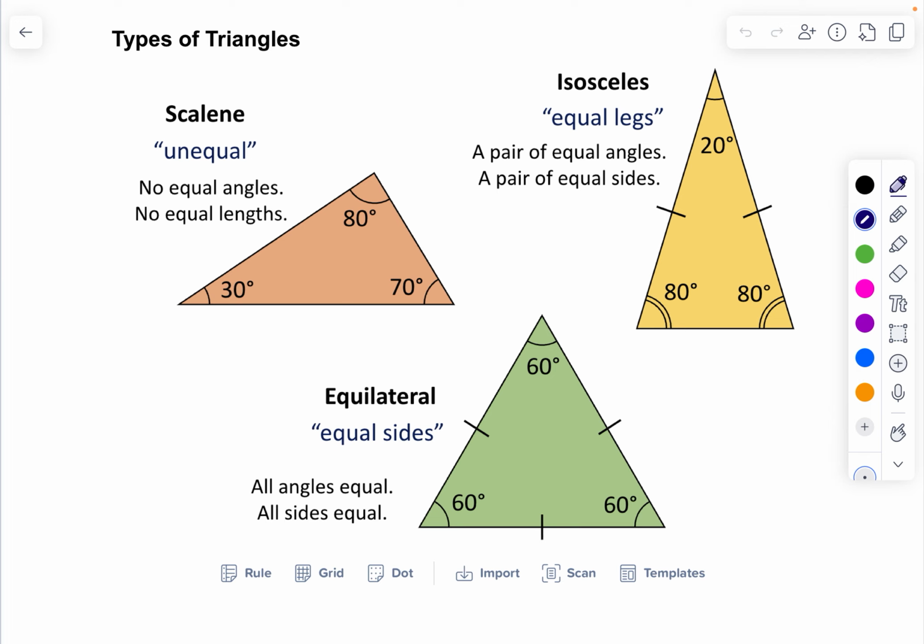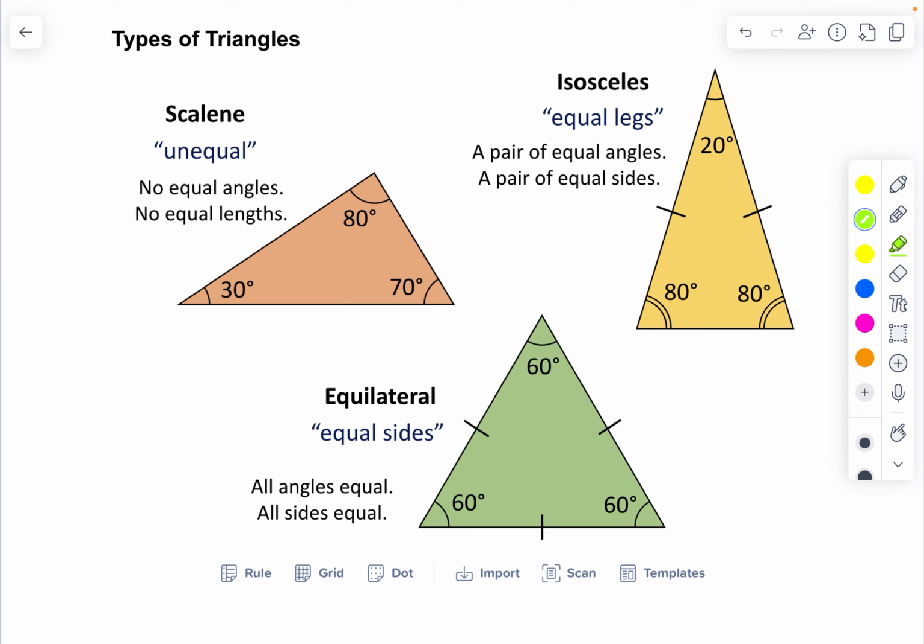The second one is on the top right, the yellow triangle. We call this an isosceles triangle. Isosceles literally means equal legs. So you have a pair of equal sides. For instance, in this case, this leg here on the left and this leg here on the right are equal length. So, knowing that, the two angles that are attached to the two equal legs should also be equal in size. In this case, 80 degrees.